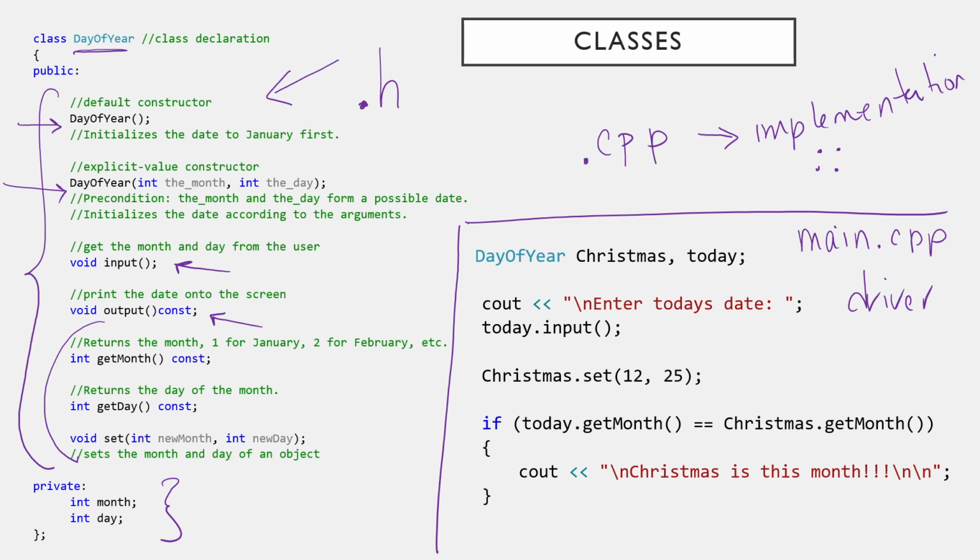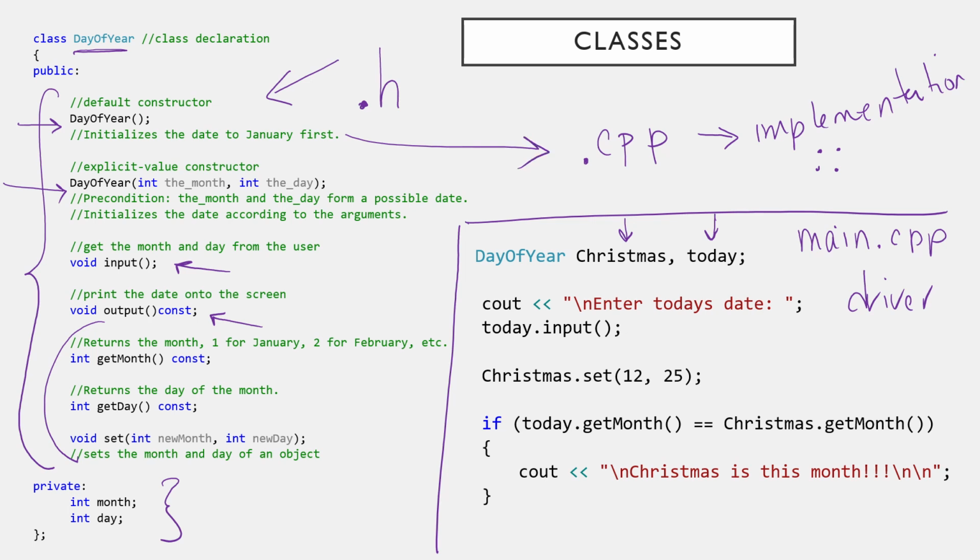All right, so right here, we are declaring one object of type day of year and a second object of type day of year. Both of these objects are calling the default constructor. So the default constructor would be implemented in our .cpp file.